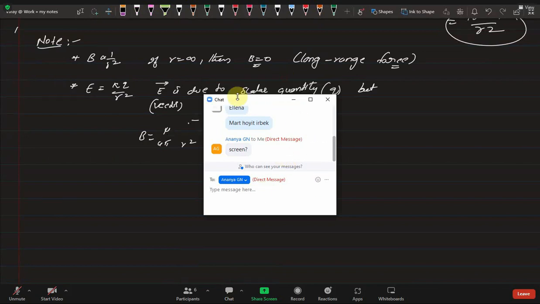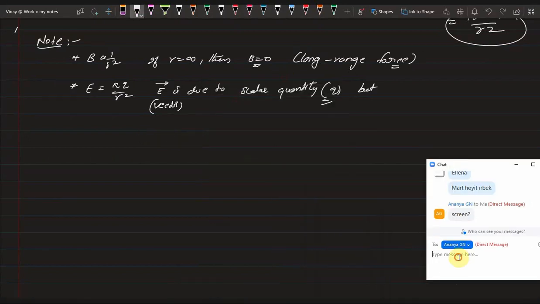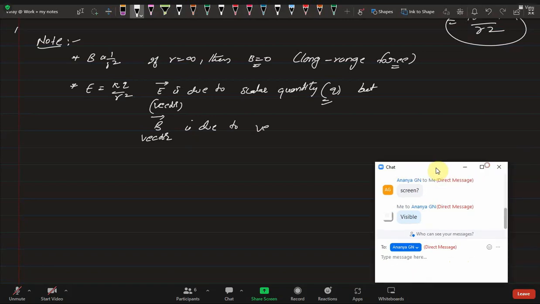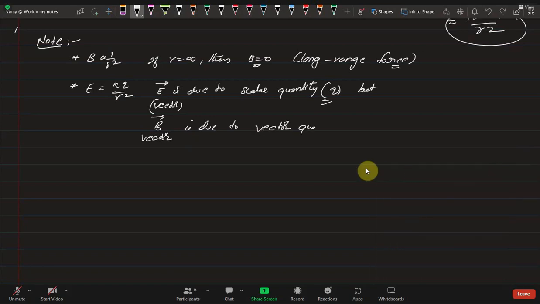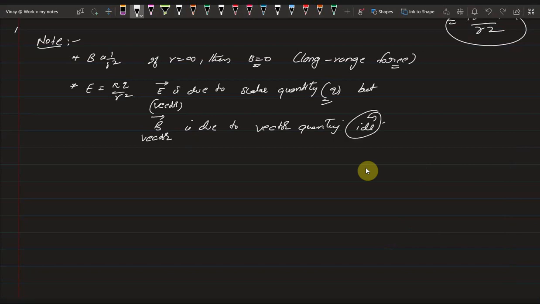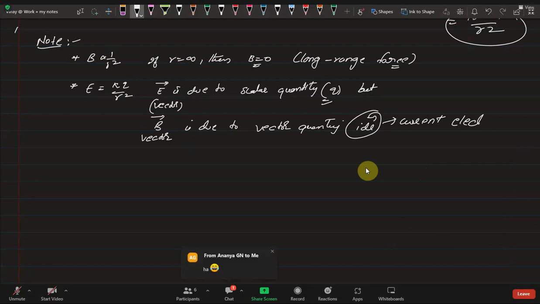Please remember, B bar is a vector. Magnetic field is a vector, it is due to vector quantity. So what is that vector quantity? I dl bar, which is called as current element. These two are the theory based questions.